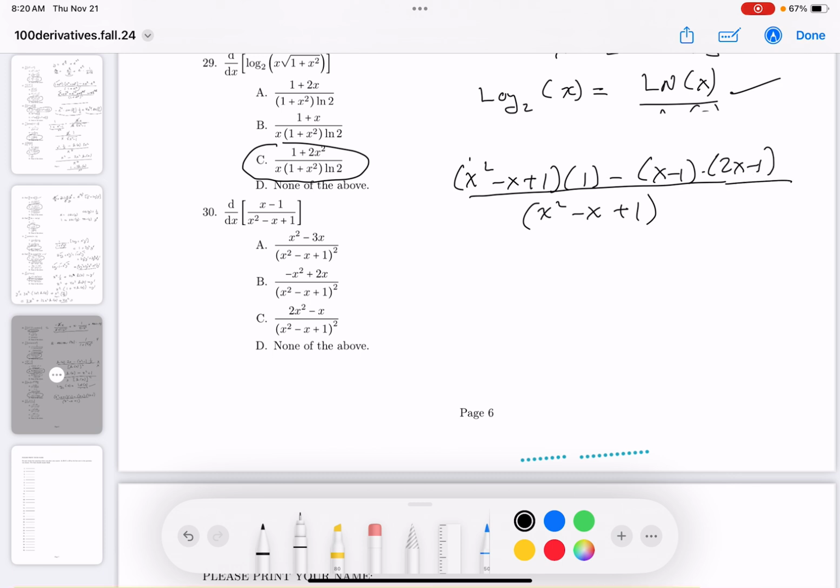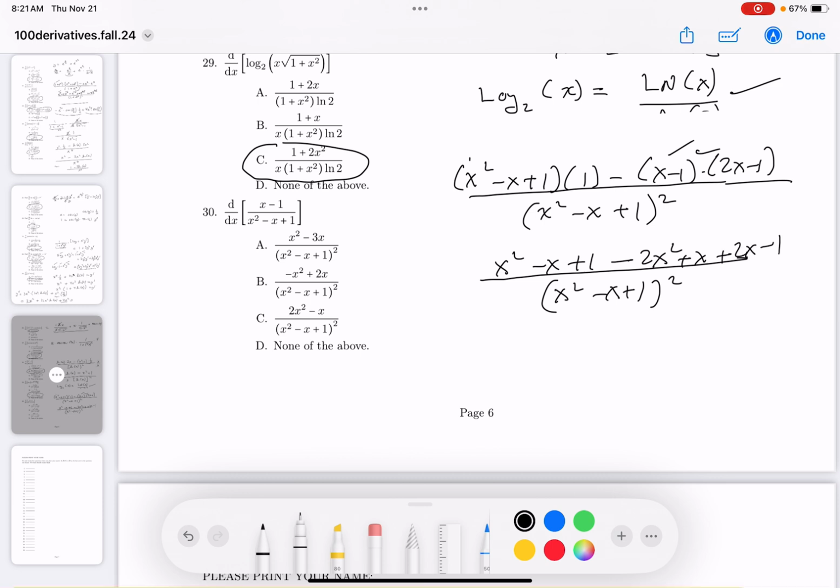And I'm not seeing that answer. So I'm going to expand it. Oops, the bottom is squared. Sorry about that. And if you did the top, you get x squared minus x plus 1. A little more tedious over here. I got to do this over here. So minus x, that's going to be minus 2x squared plus x. And this is going to be plus 1, so it's 2x minus 1.